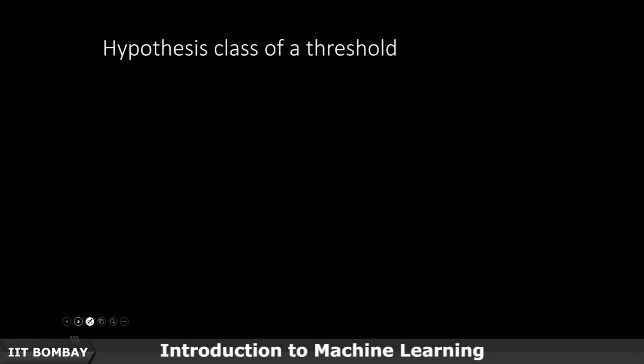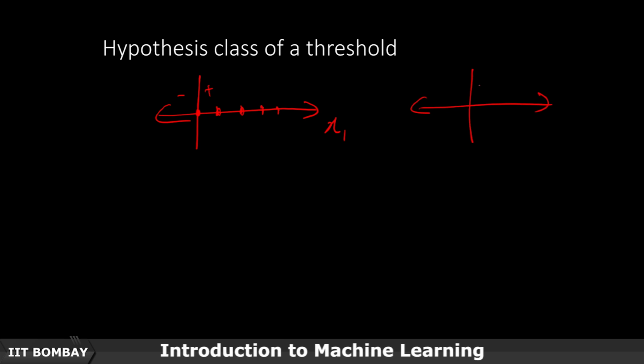So now let's look at the hypothesis class of a threshold. If you have a single variable, this is your single variable x1, your decision threshold can be anywhere. It can be here, it can be here, anywhere, and it can be such that at that threshold negative is on the left side and positive is on the right side, or it can be such that negative is on the other side and positive is on one side.